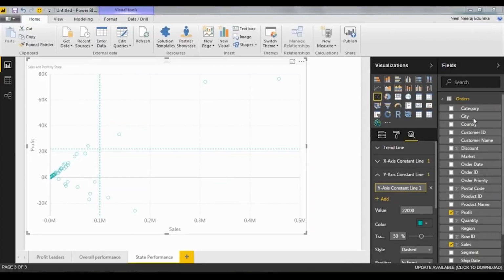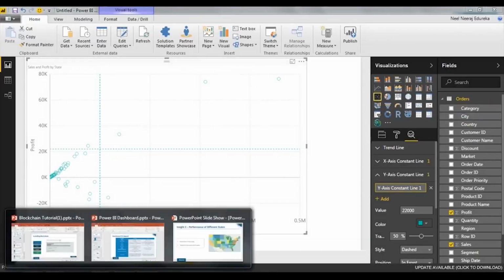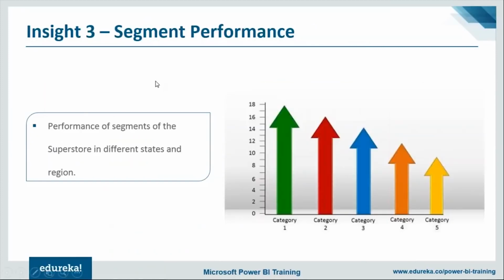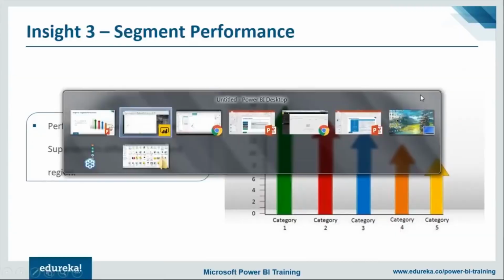So are you guys clear with respect to the insights that we have achieved here? Any doubts with respect to what I have discussed? Great. So the third insight, what we'll be doing is we'll try to identify a segment-wise performance. Okay, we'll see how each of the segments are doing in the different states. So let's go back to our Power BI desktop.